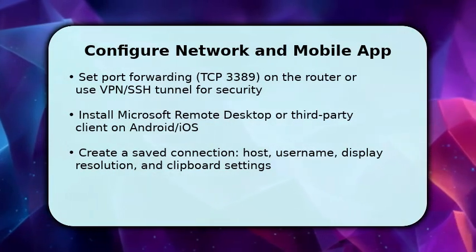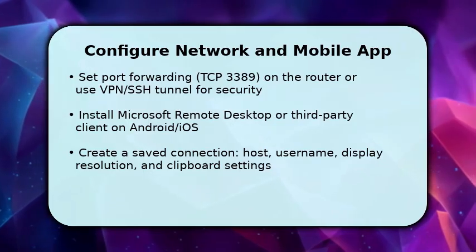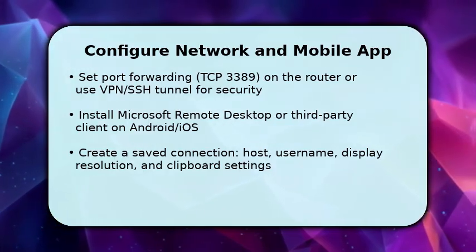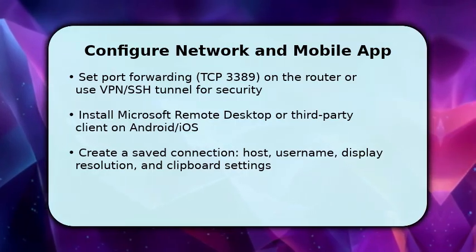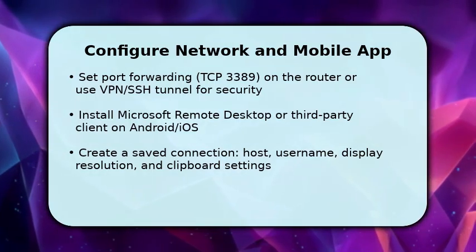If you must reach the PC from outside your LAN, either configure port forwarding for TCP 3389 on your router or, better, set up a VPN so you don't expose RDP directly.